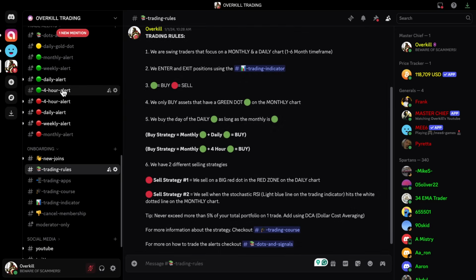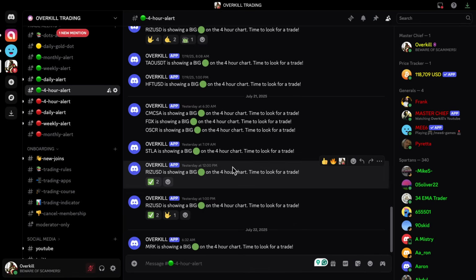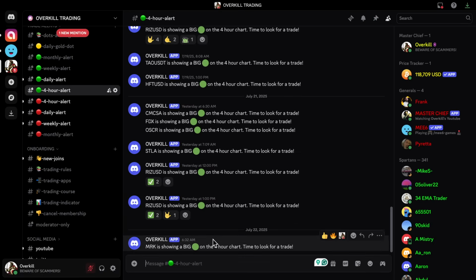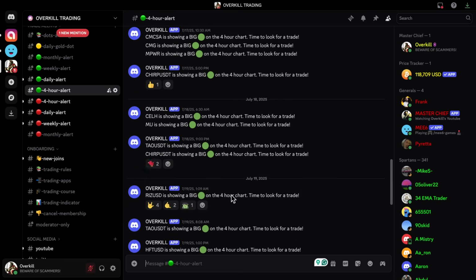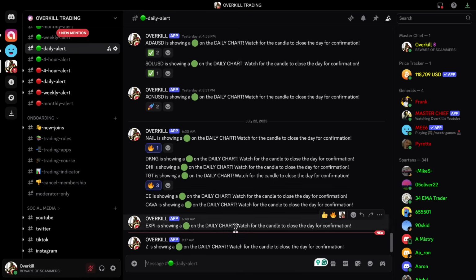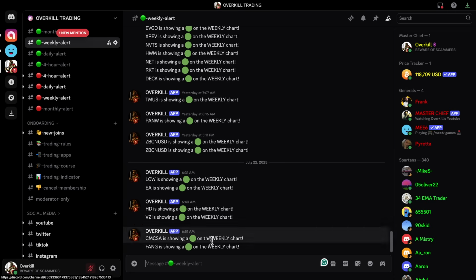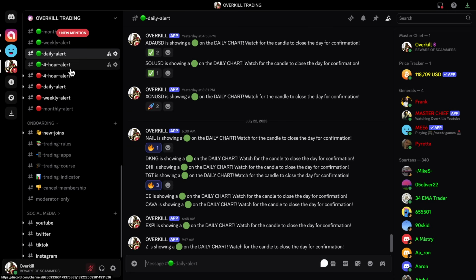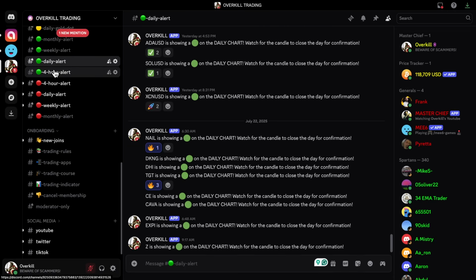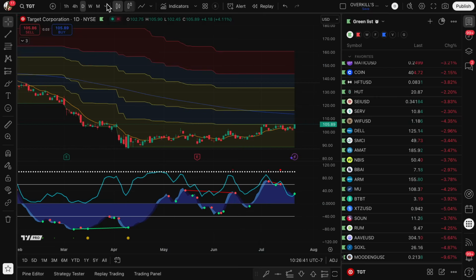Okay, I added that 4-hour in there recently because I think these signals are also pretty accurate when it comes to the indicator as long as the monthly dot is green. Okay, we call out all the 4-hour alerts here, and we call out all the daily alerts here. Okay, and then we also sometimes look at a weekly chart, but mostly we are focused on the daily and the monthly along with that 4-hour. So that's the buying strategy.